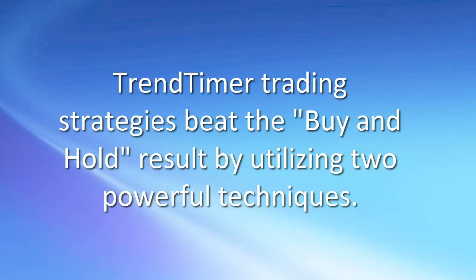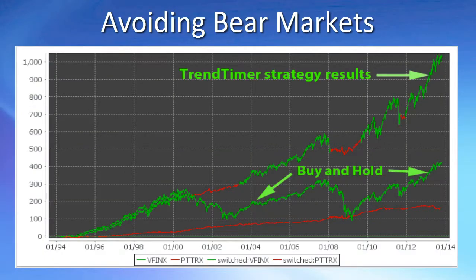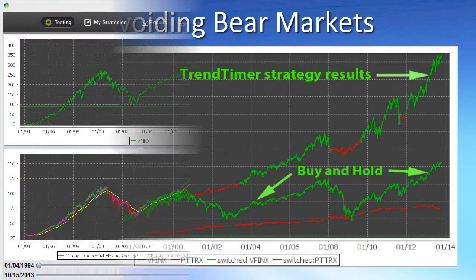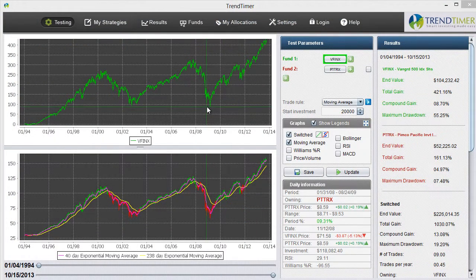TrendTimer trading strategies beat the buy and hold result by utilizing two powerful techniques. The first of these is to avoid bear markets. Let's take a look at how this works. Instead of the buy and hold method of investing, wouldn't it be better to be fully invested during the bull markets and then switch to either a cash or bond fund during the bear markets and avoid those huge losses?